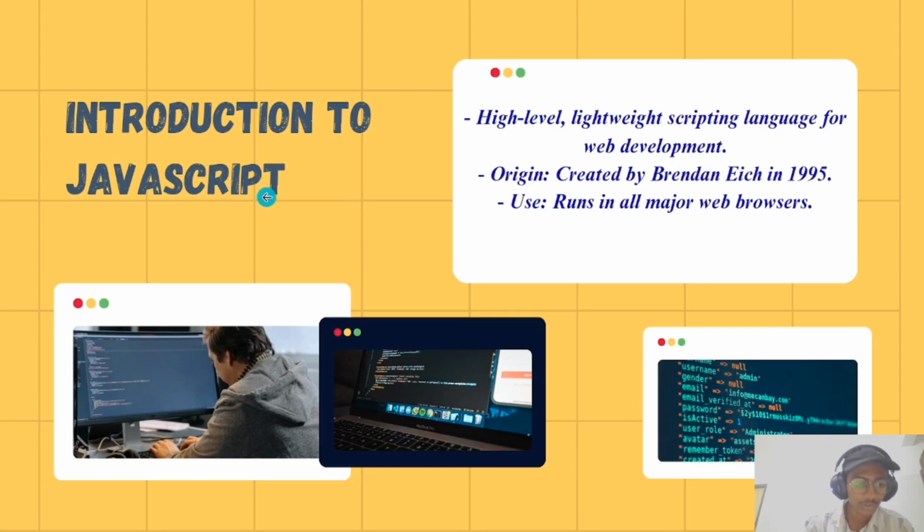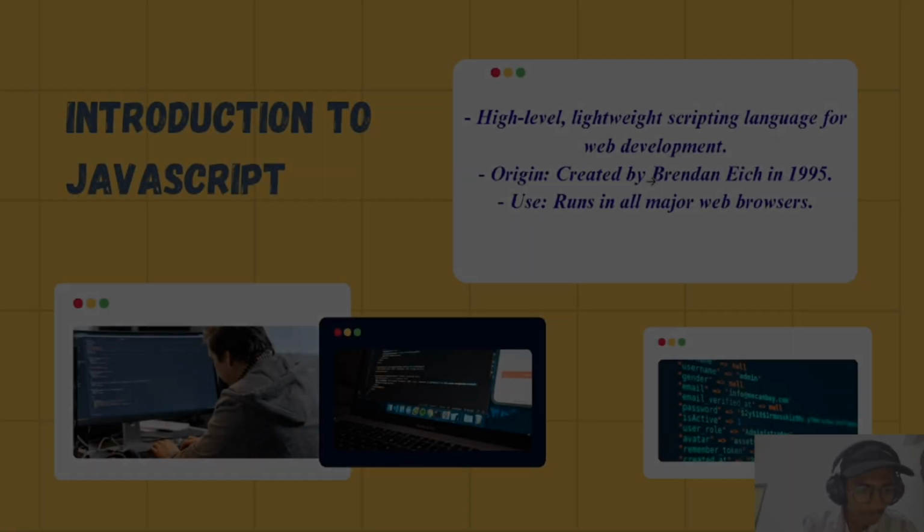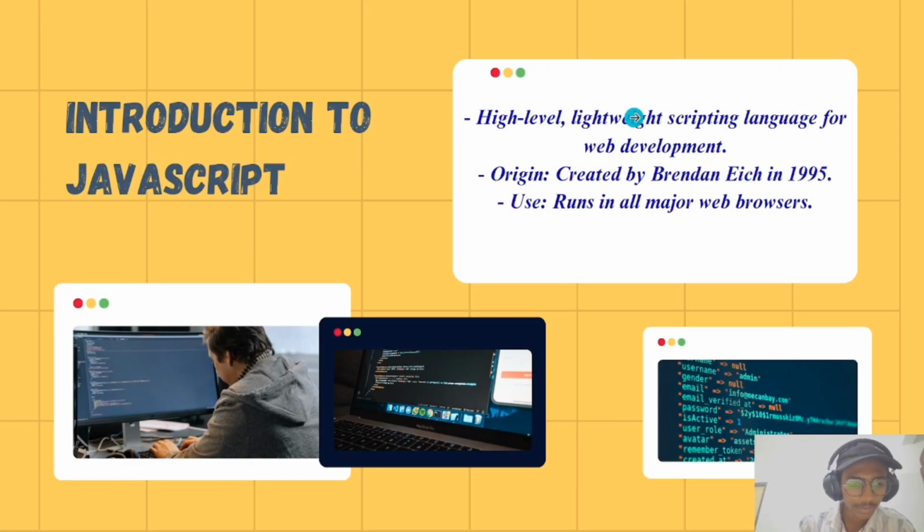Introduction to JavaScript. JavaScript is a high-level, lightweight, scripted language primarily used for web development. It was created by Brendan Eich in 1995 while working at Netscape Communications. Unlike compiled languages, JavaScript is interpreted and can run directly in any major web browser, making it highly accessible for developers.